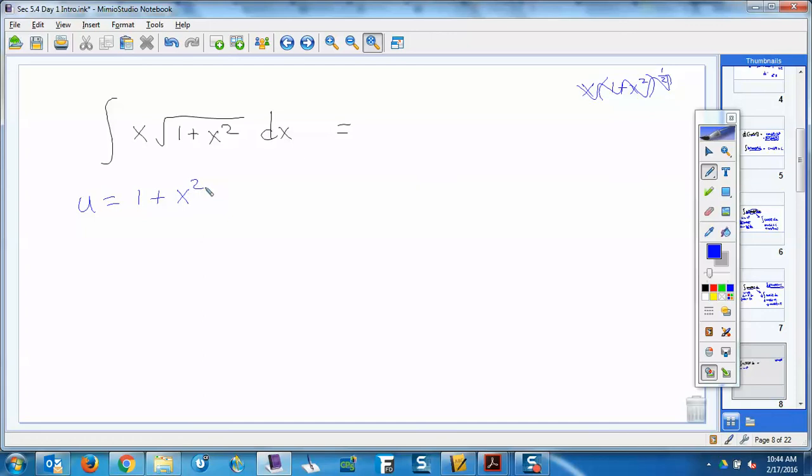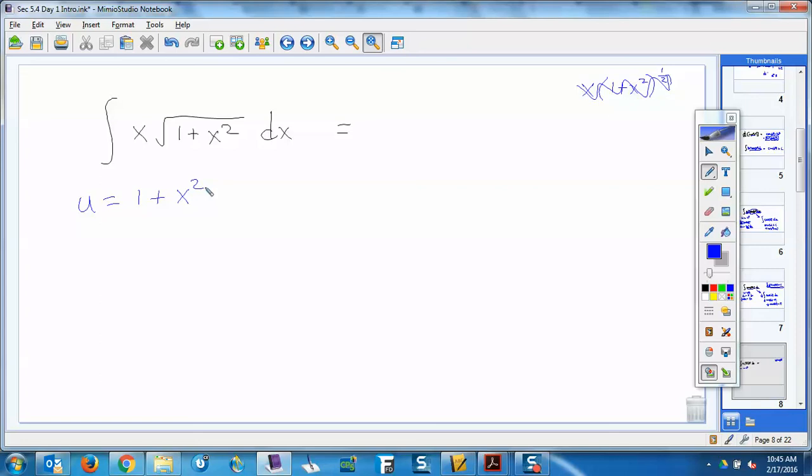Now, not only that, but I'm thinking a step ahead. What's the du going to be if I use 1 plus x squared? 2x dx. Do I have a 2x dx sitting there? I have an x dx, and the 2 I don't really care about. I'll deal with it because I can divide it over. The constants I don't really care about, right? I mean, I care about them. They're going to matter when I work it out. But as far as is this going to be a good step?